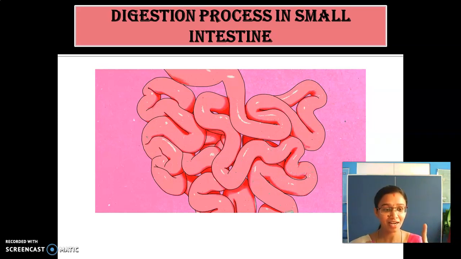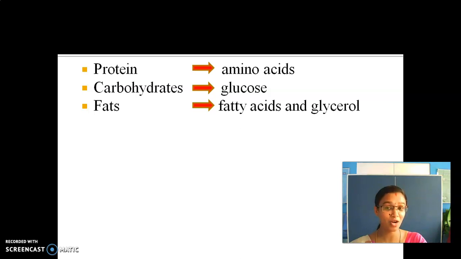So liver, bile juice. Pancreas, pancreatic juice. Stomach, hydrochloric acid, pepsin and mucus. And small intestine, intestinal juices. Clear? So at the end of digestion, what happens? The proteins are converted into amino acids, carbohydrates are converted into glucose, and fats are converted into fatty acids and glycerol.